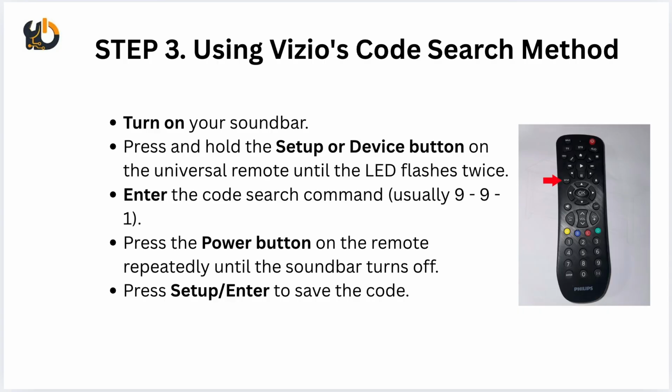Third step is using Vizio code search method. Turn on your soundbar, press and hold the setup or device button on the universal remote until the LED flashes twice, then enter the code search command, usually 991. Press the power button on the remote repeatedly until the soundbar turns off. Press setup, enter, and save the code.